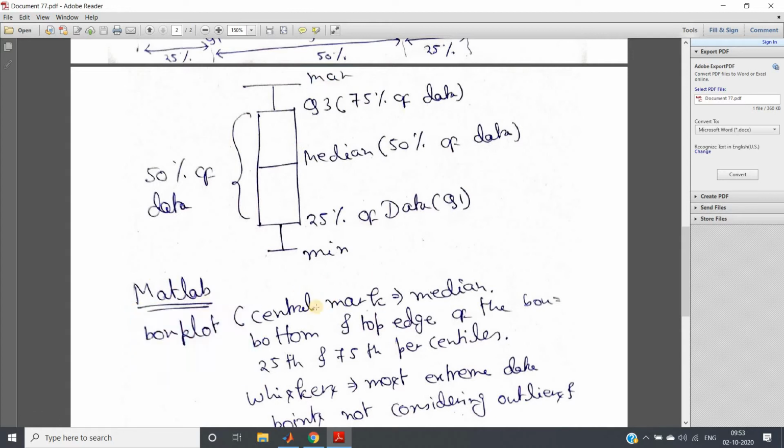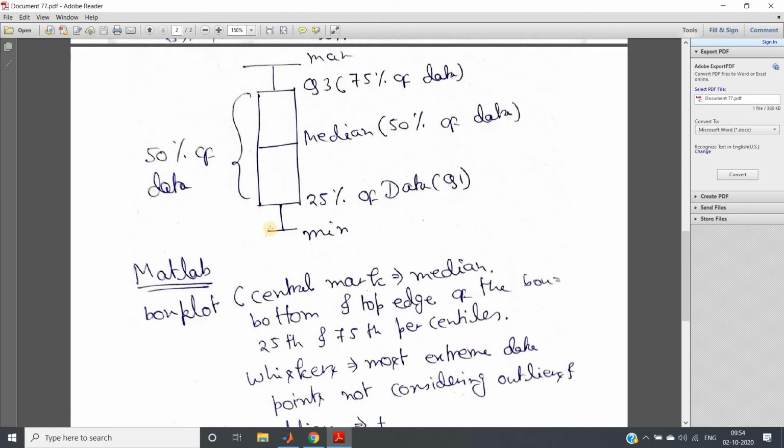Okay, it has a central mark. If you consider the central box part, there will be one central mark which is basically denoting the median. The bottom and top edges of the box indicate the 25th and 75th percentile, and a whisker is nothing but these vertical straight lines. So this plot is also called a box whisker plot, because box and whisker are combined.